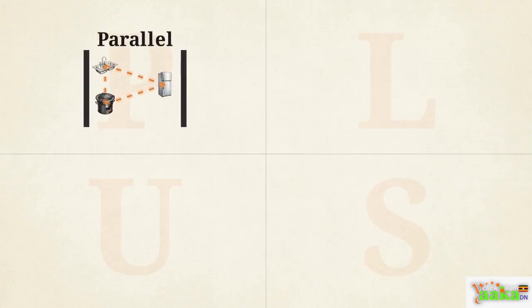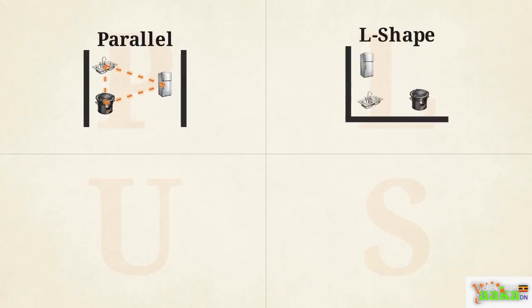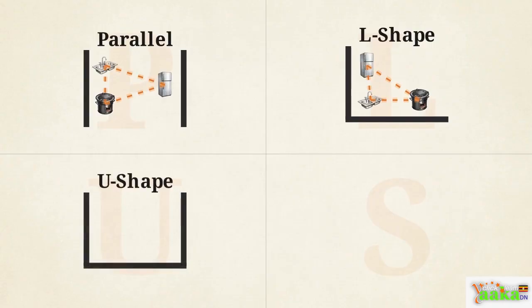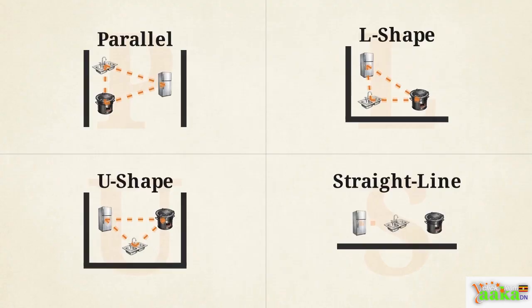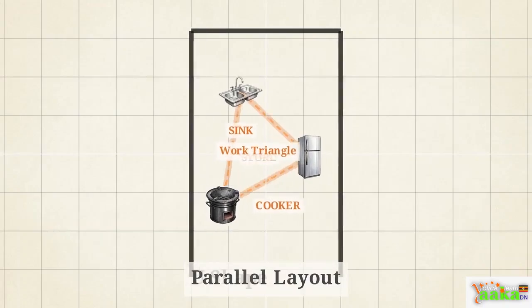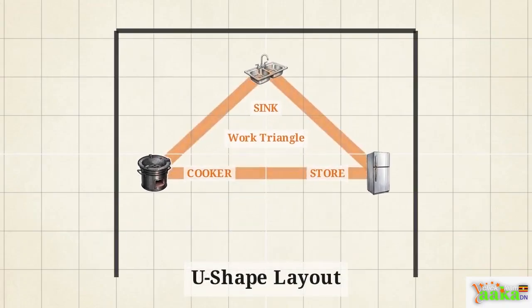In narrow spaces, the P stands for a parallel layout, where stations are split across 2 opposing walls. The L stands for an L-shaped layout using 2 adjacent walls, while the U encloses the cook on 3 sides for maximum efficiency. The S represents the straight-line layout. While it lacks a triangle, it provides a logical linear progression for small, single-room urban living. These architectural boundaries dictate which layout will best protect the integrity of the work triangle.